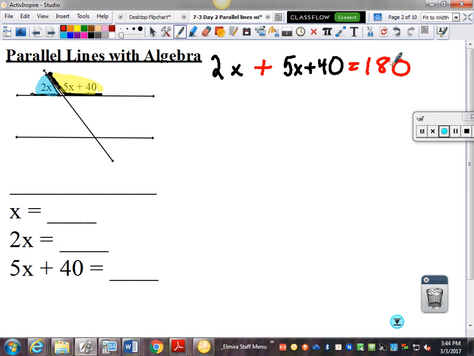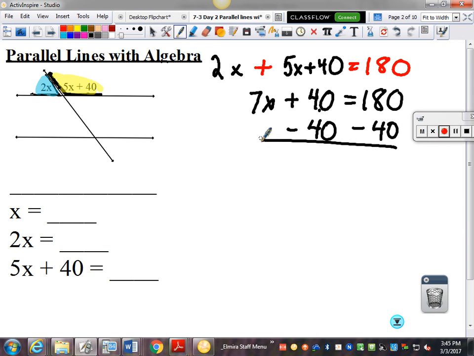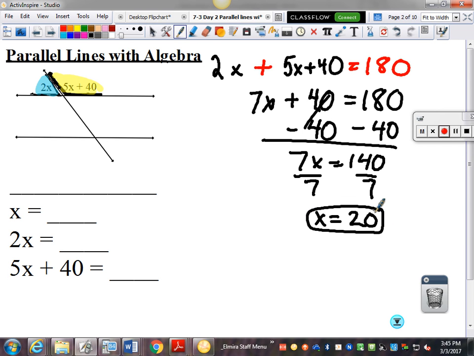So I will put plus and equals 180. And then from there, okay, I'm just going to solve like I've been doing. 2x plus 5x is 7x. Bring down plus 40. Oh, my pen's not going to cooperate. Plus 40 equals 180. Solve your basic 2-step. And I have x, but I'm not done because I don't know what the angles are yet.